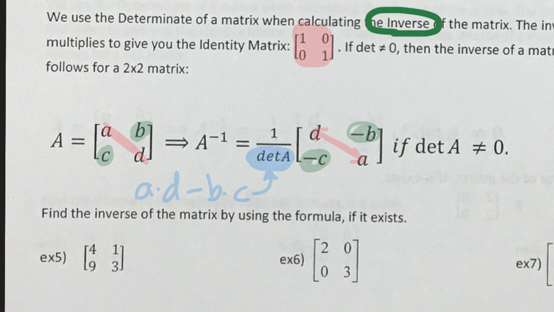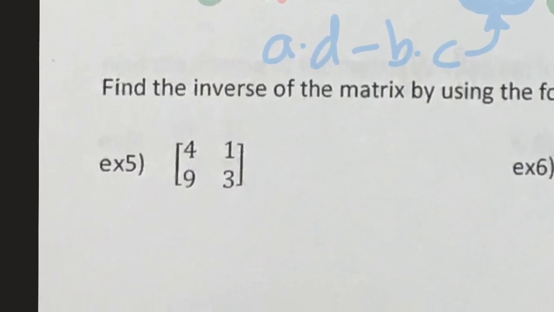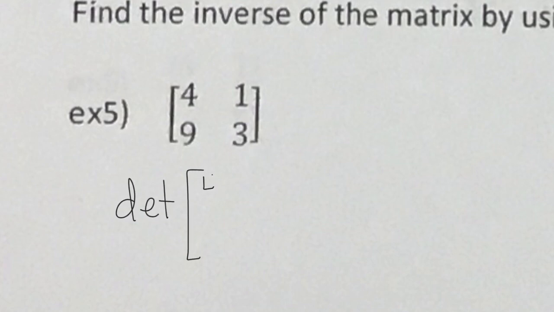And if you want to look up where this formula comes from, be my guest. Go learn on your own, that's fantastic. But we're just going to use this formula in order to calculate the inverse matrix for each of these 3 examples here. Okay, so start with example 5. The first step in writing an inverse is figuring out what the determinant is. The determinant of 4 1 9 3.